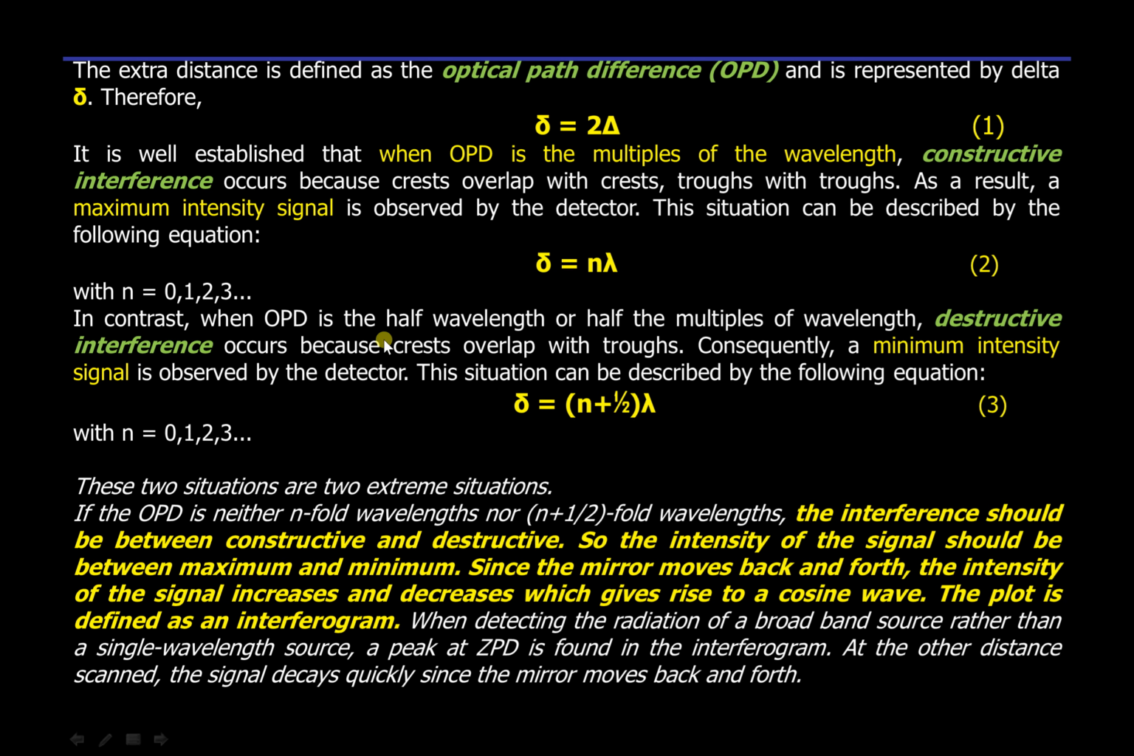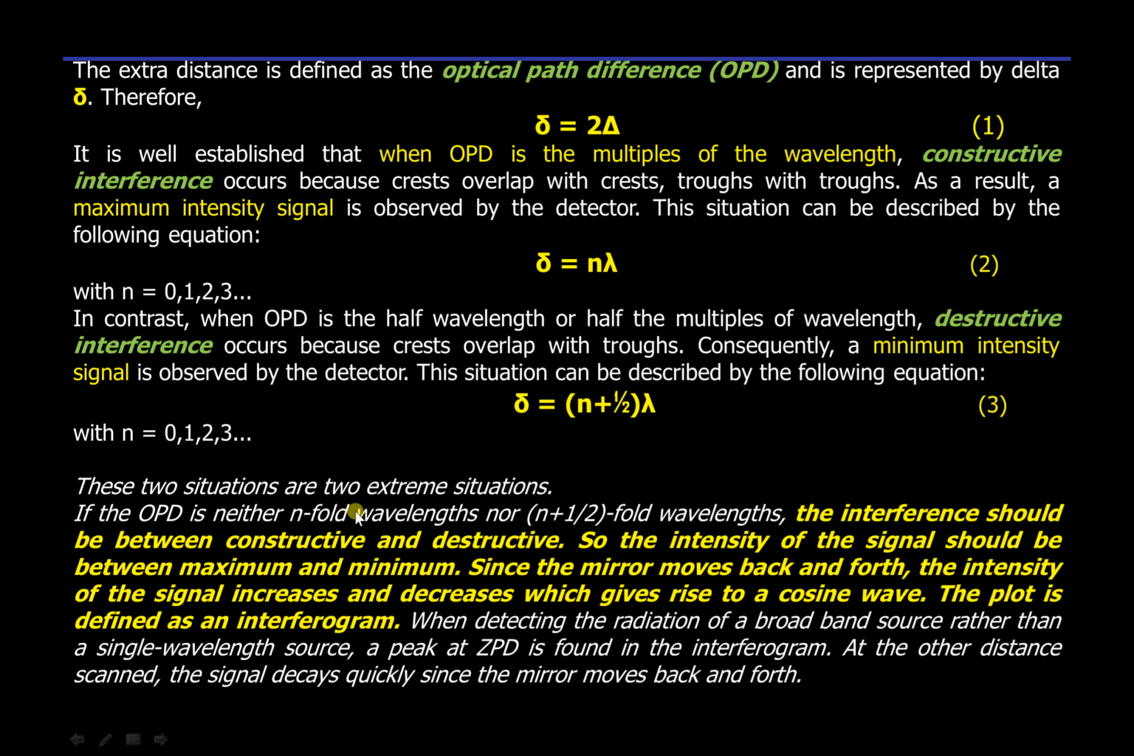In contrast, when the OPD is half-multiples of the wavelength, destructive interference occurs because crests overlap with troughs. So there is a mismatch. Consequently, a minimum intensity signal is observed by the detector, and this situation can be described by the following equation: delta is equal to (n plus 1/2) lambda. These two situations are two extremes.